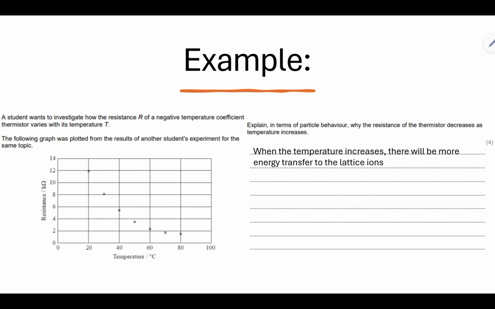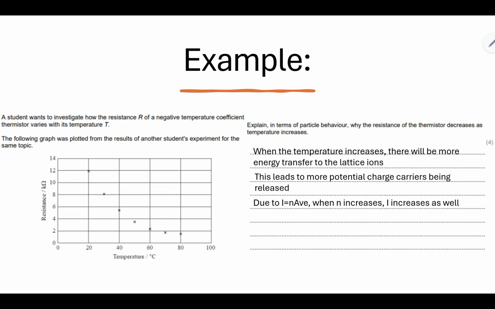When the temperature increases, there will be more energy transferred to the lattice ions. This leads to more potential charge carriers being released. Due to I equals nAvQ, where n increases, I increases as well. n is the number of charge carriers and I is the current. So if V is constant and I increases, then R will decrease, due to V over I equals R. And there you have it.